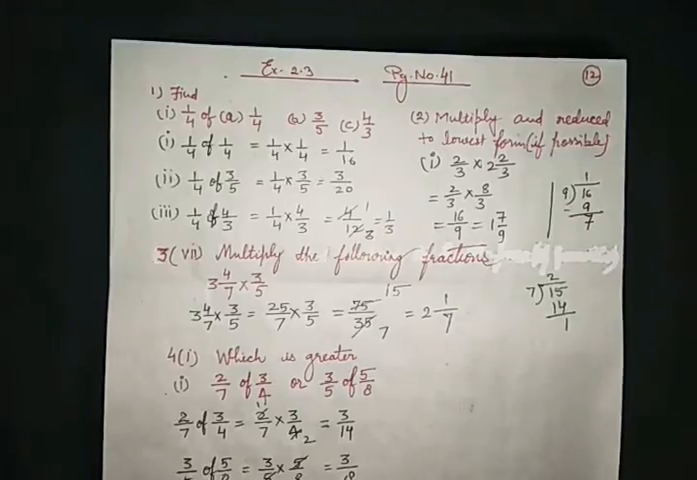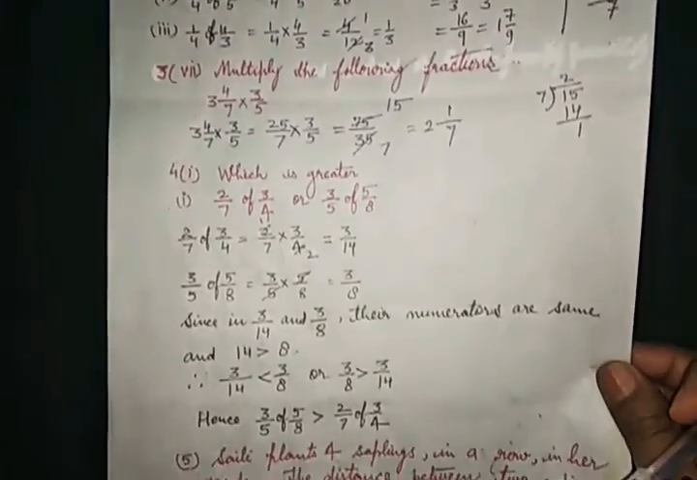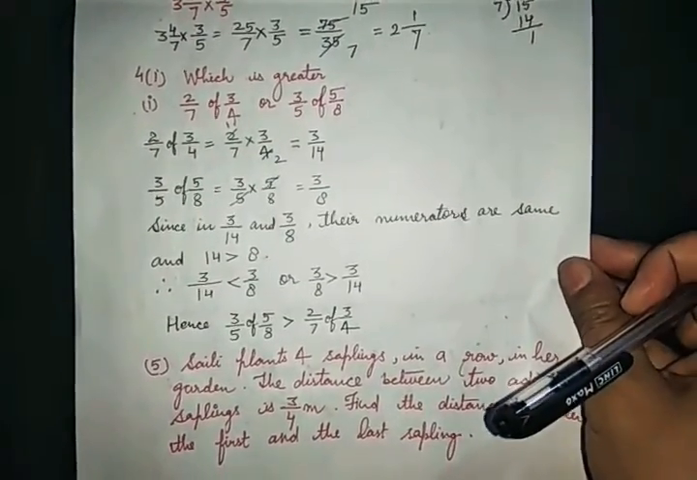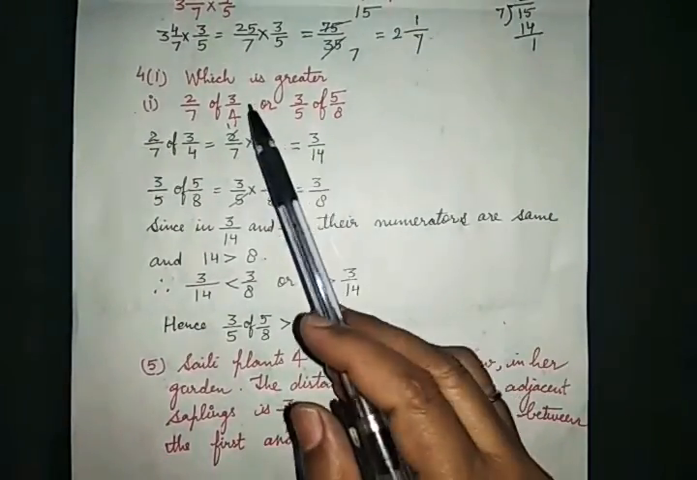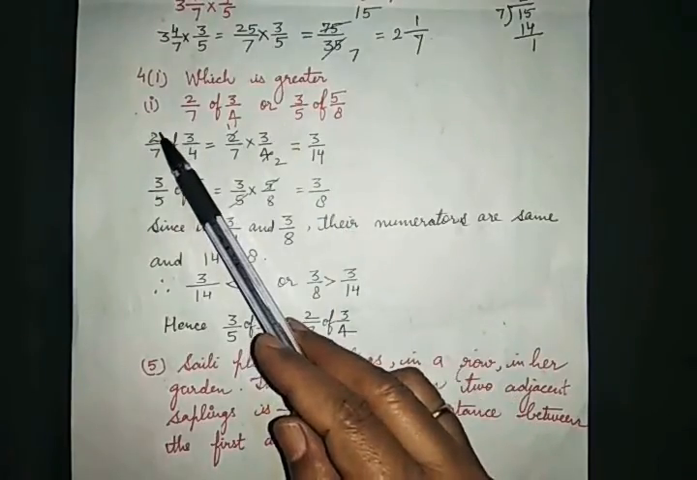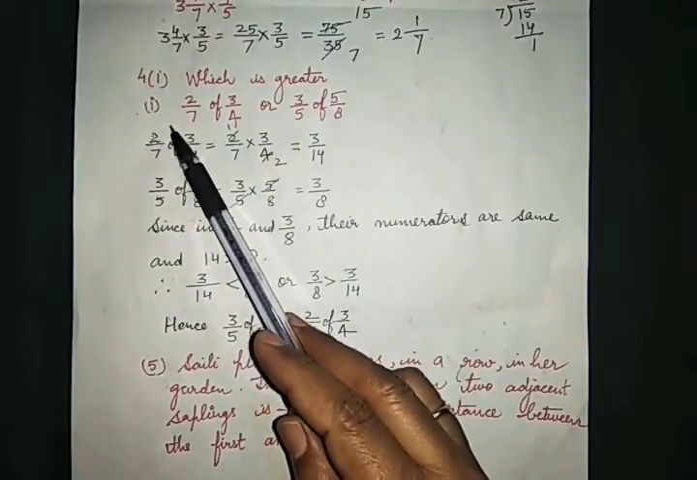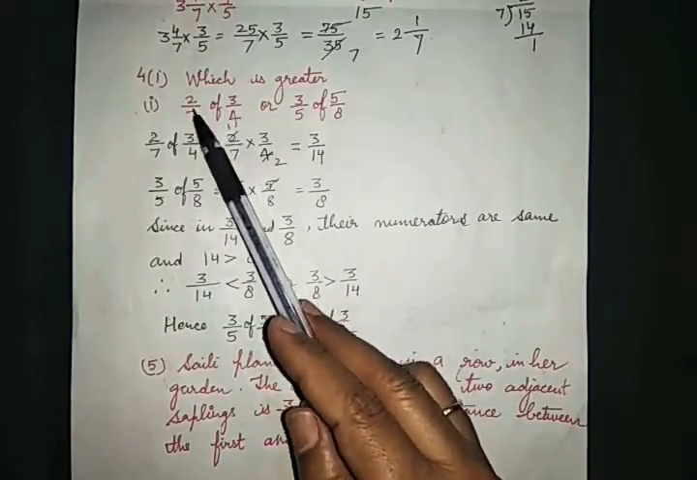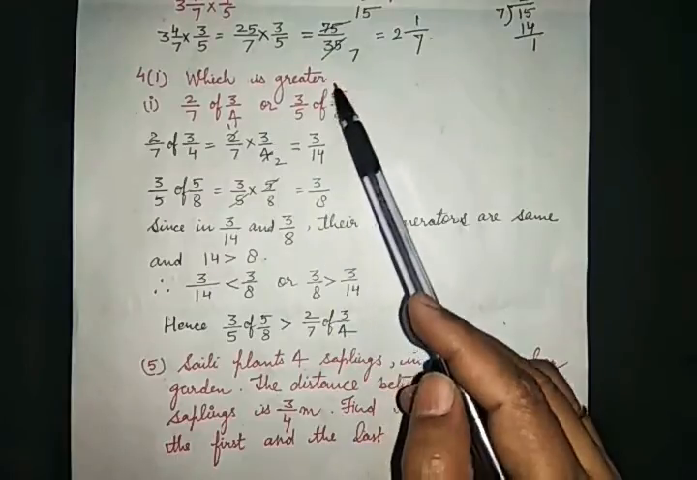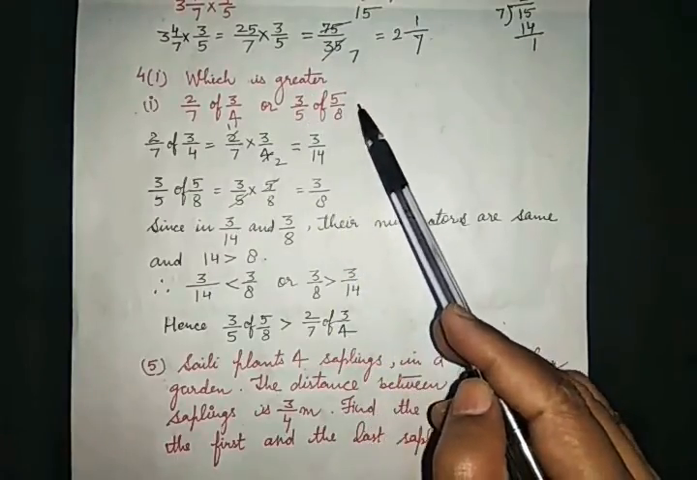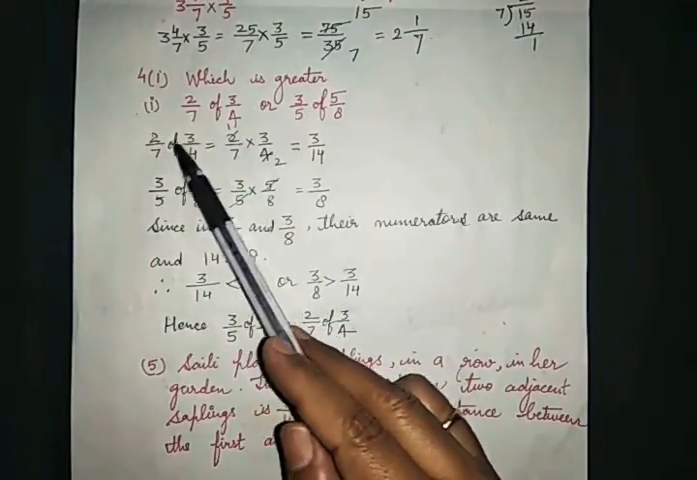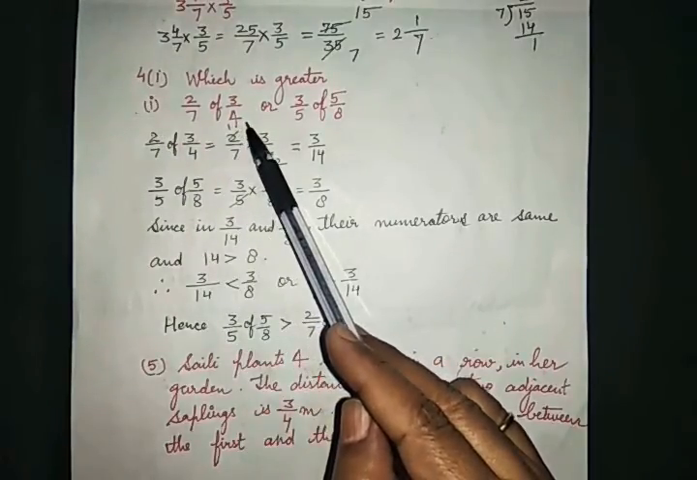Now you see question number 4. Which is greater? Here I am explaining to you the first part of this question. 2 by 7 of 3 by 4 or 3 by 5 of 5 upon 8. So first we will solve 2 upon 7 of 3 by 4.